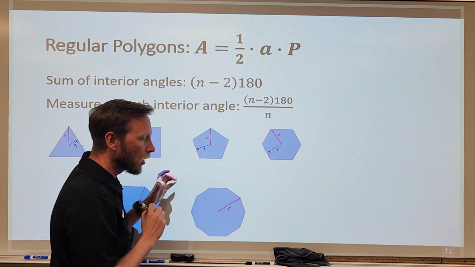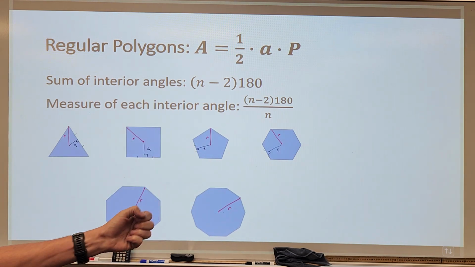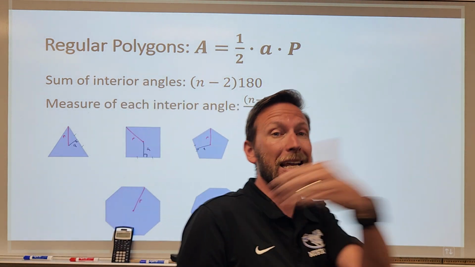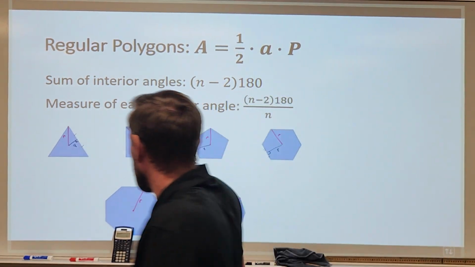That's your apothem. So we need to be able to find a relationship between the apothem, the side length, and the radius, because sometimes we're given one piece of information and not the other, and so we have to do our math. We've got to figure out how we're going to handle this.